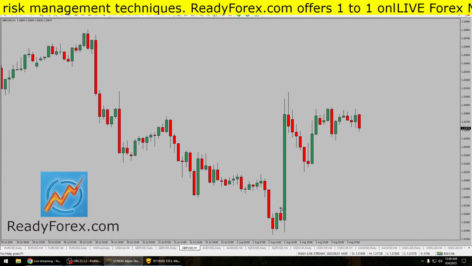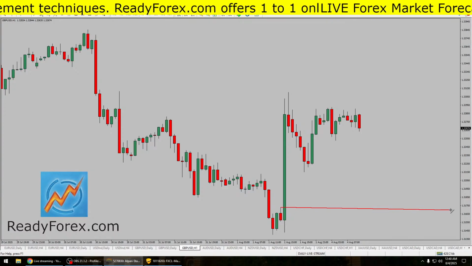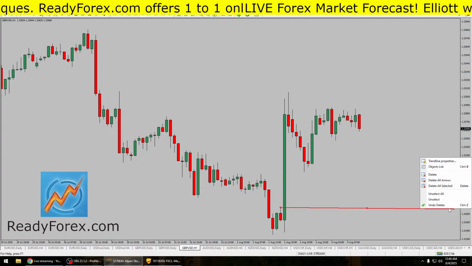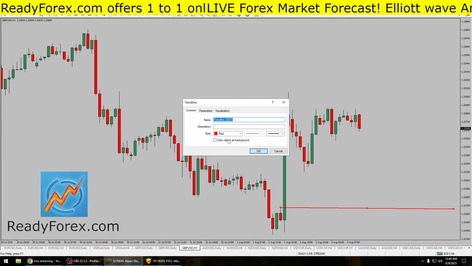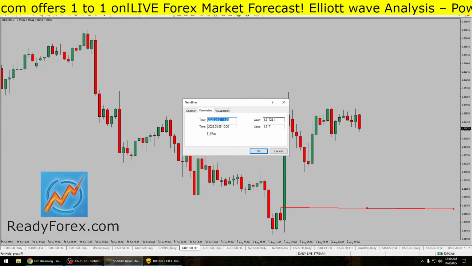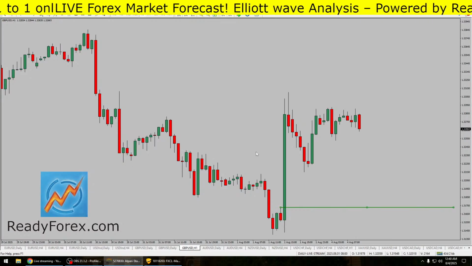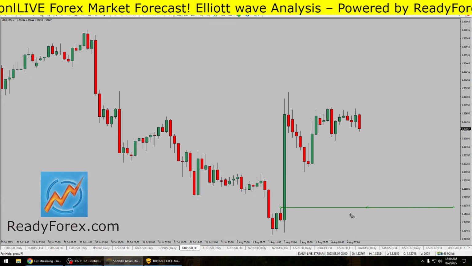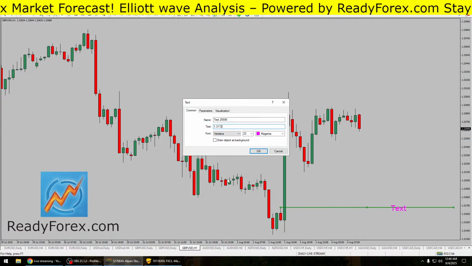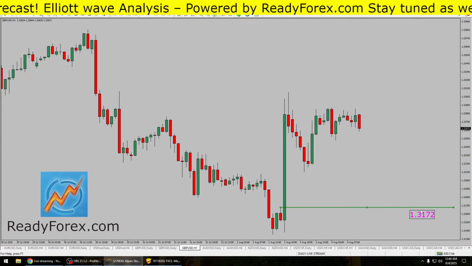Okay, now we have this support down over here. Okay, somewhere over here we have this support. Let me change the color of this trend line to green. So this is the support down over here. Let me tell you the exact value as well. 1.3172 down over here. 1.3172, that's the level down over here.